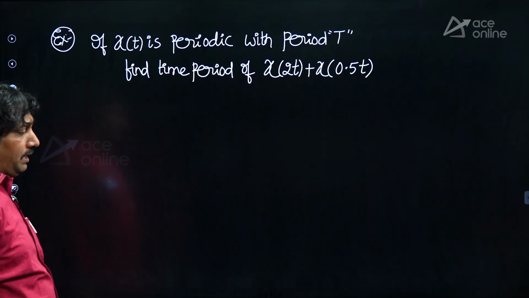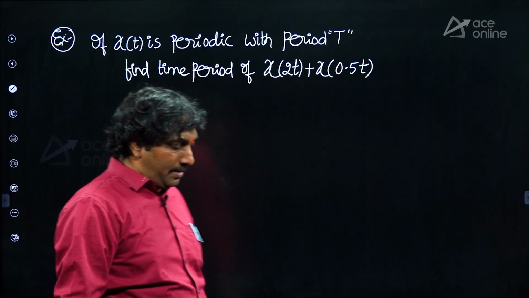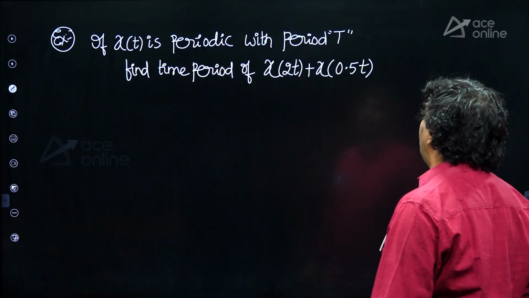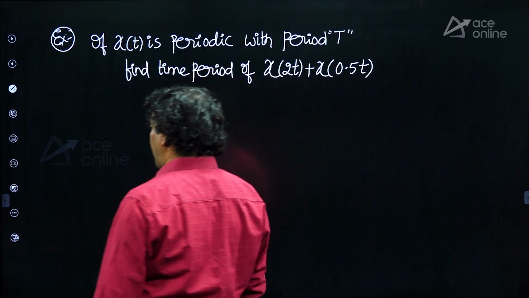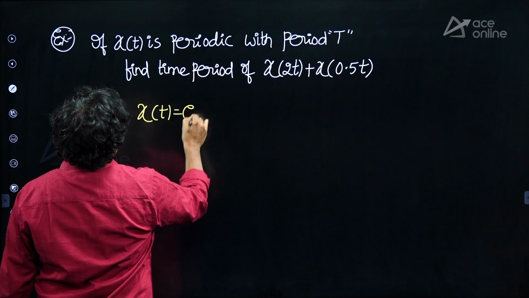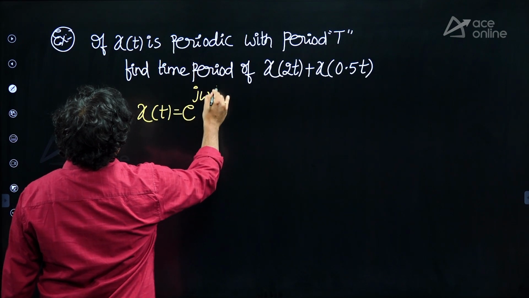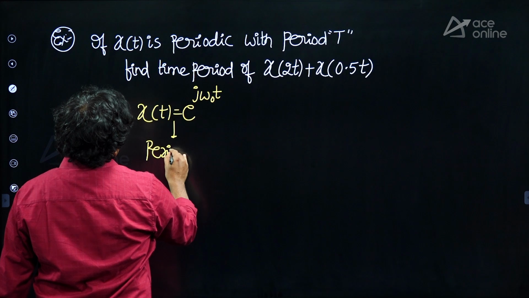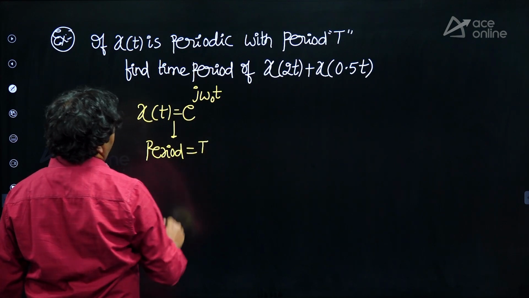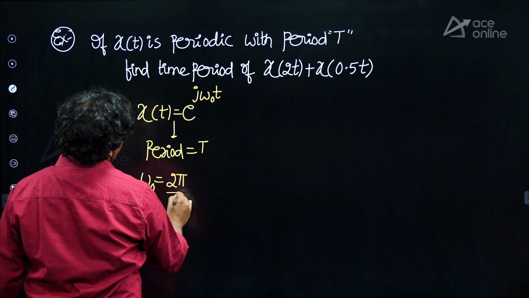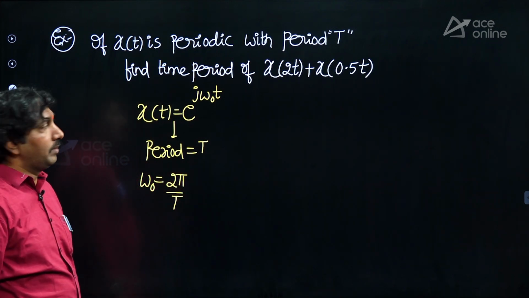Original signal is periodic with time period of T. I am asking the overall period of the added signal, that is the scaled signal, x of 2t plus x of 0.5t. Let me take a simple example here, x of t as e power j omega naught t, which is a periodic function having time period of capital T. Generally omega naught is 2 pi by T.